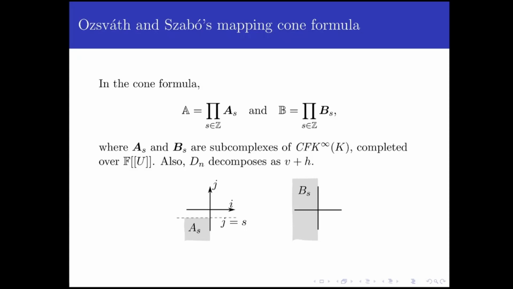But B_s actually doesn't depend on s. The s is just an index. We have infinitely many copies of it appearing in the formula. And actually, the homology of B_s is just the Heegaard Floer homology of the underlying 3-manifold.